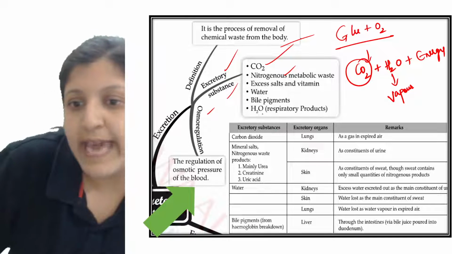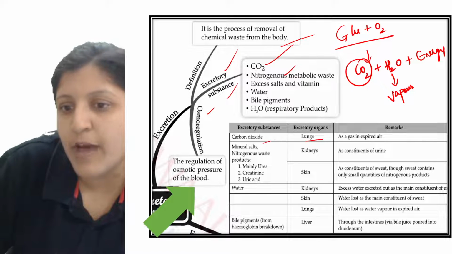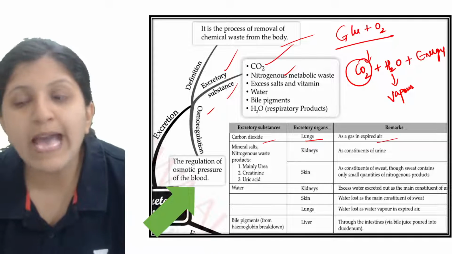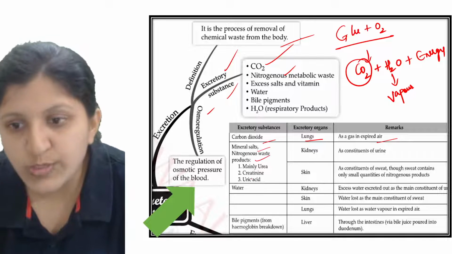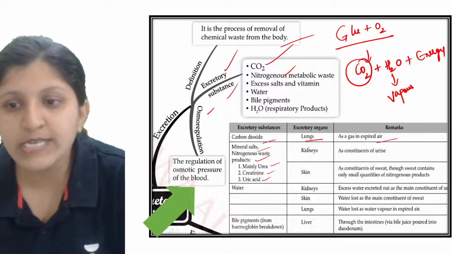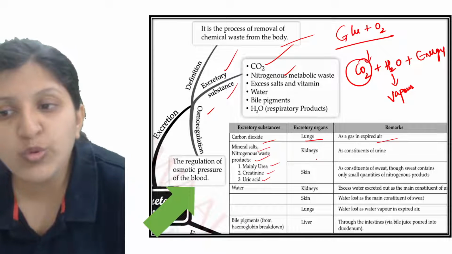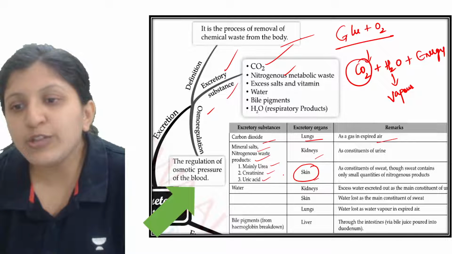Okay, so here with respect to the one which is given, you can have a look at the excretory substances which are shown here. Through the lung the carbon dioxide is removed as expired air. The mineral salts and the nitrogenous waste, mainly urea, creatinine as well as uric acid, can be removed through the kidney as well as through the skin. Skin mainly through the sweat.